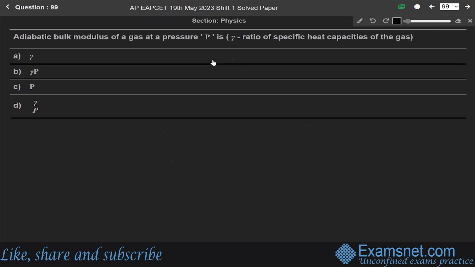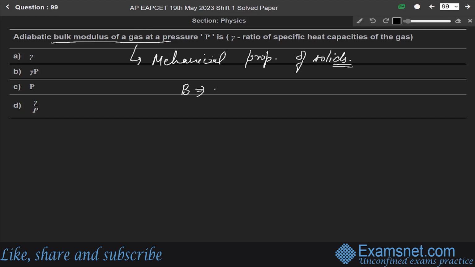Now next question 99. Adiabatic bulk modulus of a gas at pressure P is, okay. So this question is from the chapter of mechanical properties of solids. We know that the adiabatic bulk modulus of a gas is B, equal to minus gamma into P. So its answer is option B.